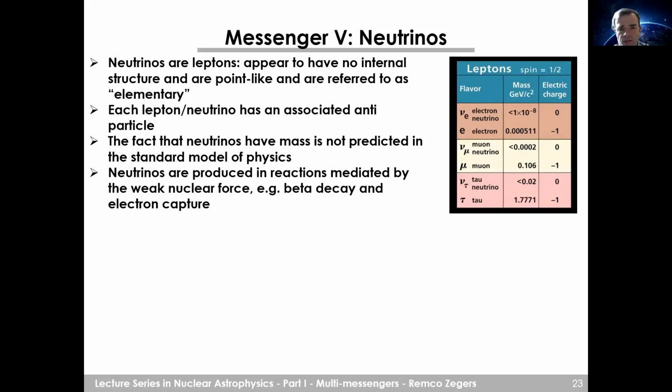And neutrinos are very interesting. In the standard model of physics, they are predicted not to have mass, but we know that they have mass. So the fact that neutrinos have mass actually tells us that the standard model of physics is not complete. And neutrinos are produced in reactions mediated by the weak nuclear force, for example, beta decays and electron captures. And that's important for astrophysics because these things take place in stars, for example. So neutrinos can make it to Earth and we can learn something about stars.